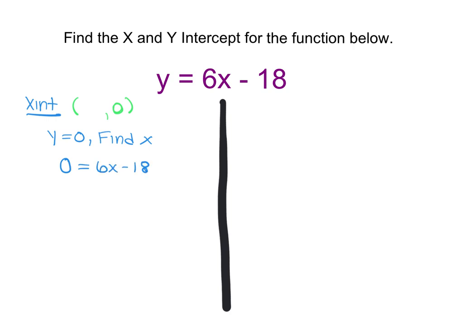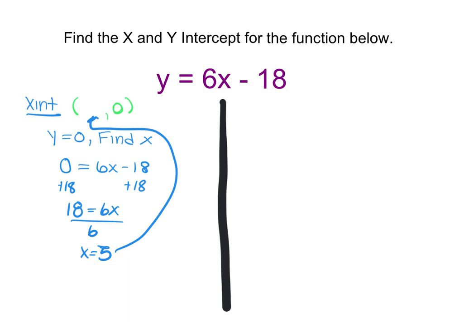And while this might look a little bit tricky to solve, it's not. Our goal in solving equations is always to get the variable by itself. So we need to start by moving the 18. So we add 18 to each side. We get 18 is equal to 6x. We divide by 6, and x is equal to 3. And so we can take that 3 and plug it in up here, and we know that our x-intercept occurs when x is 3 and y is 0.